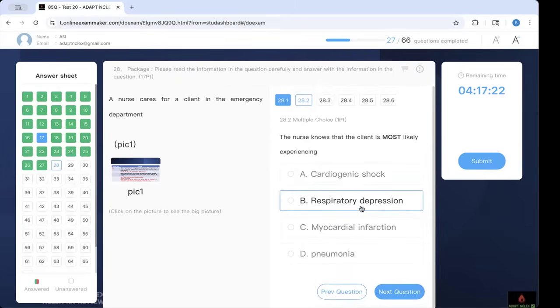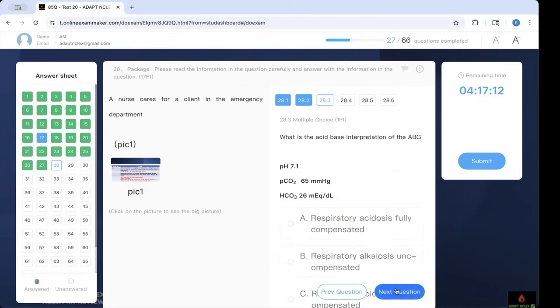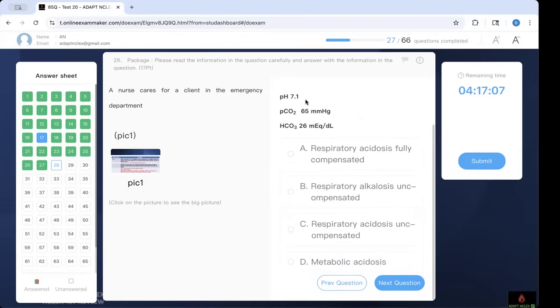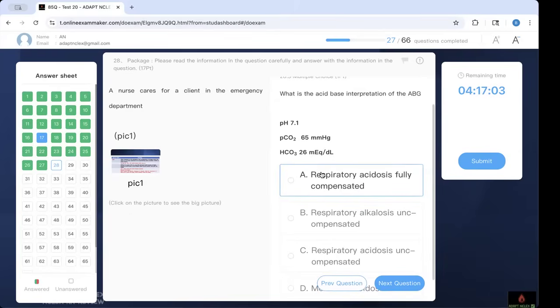The nurse notes that the client is most likely experiencing what? Cardiogenic shock, respiratory depression, myocardial infarct, or pneumonia. If you have opioid overdose, it's going to be respiratory depression. What is the acid-base interpretation? pH of 7.1, CO2 of 65, and bicarb of 26.